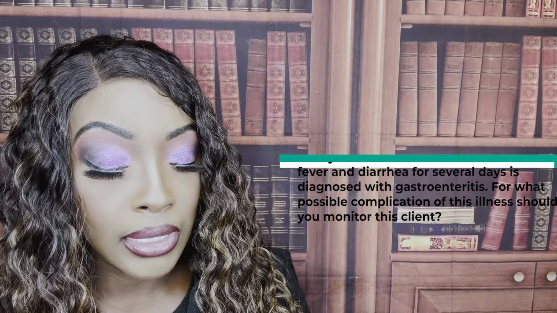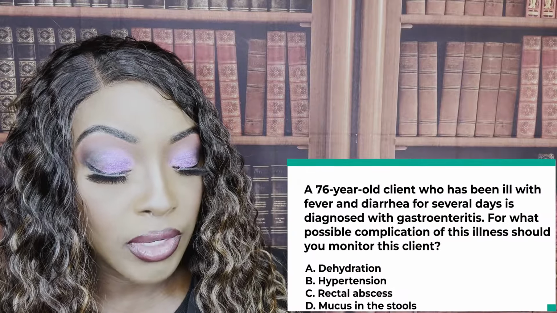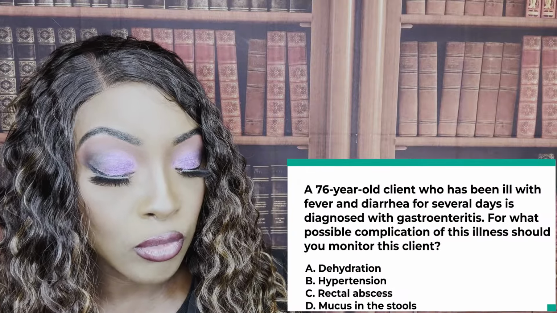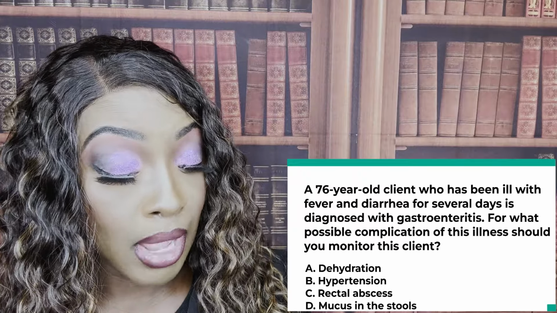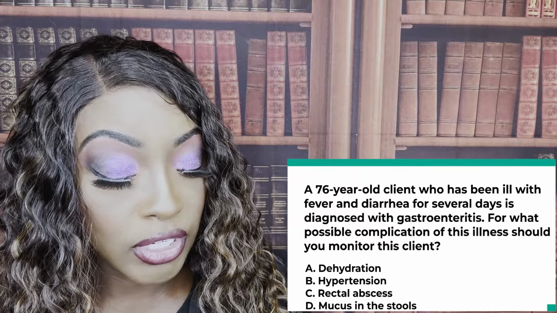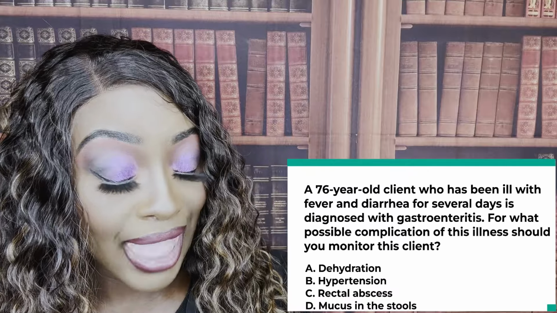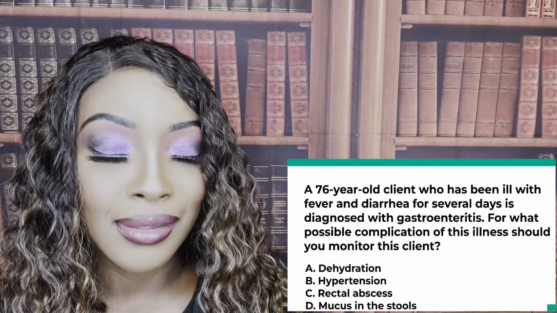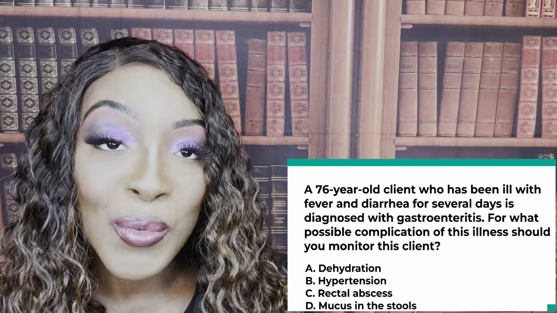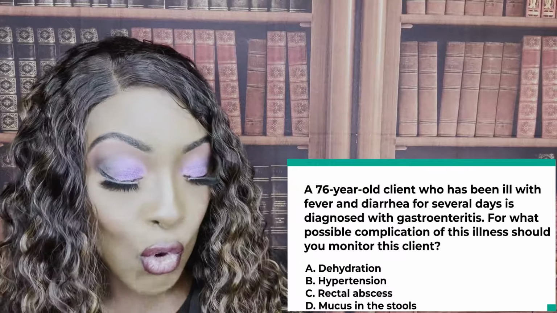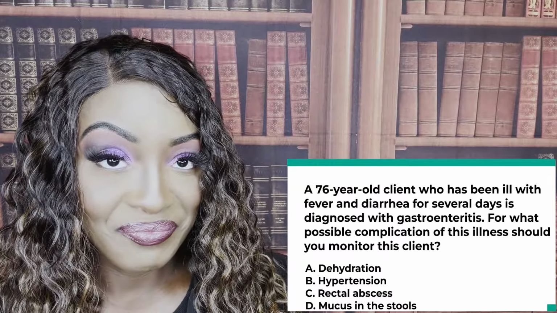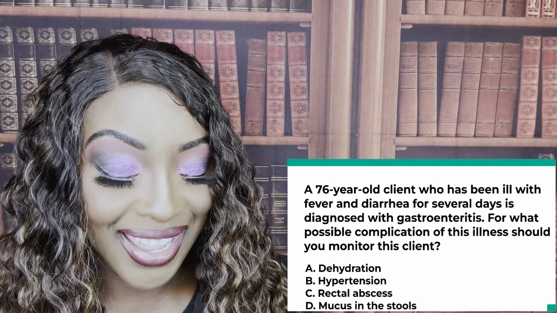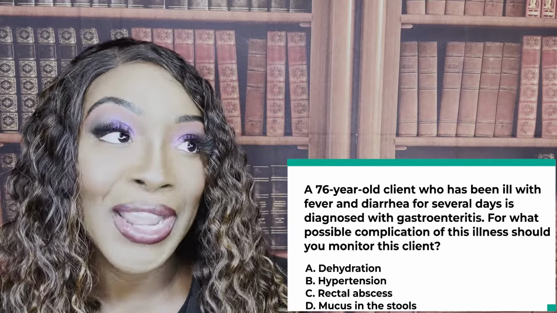A 76-year-old client who's been ill with fever and diarrhea for several days is diagnosed with gastroenteritis. For what possible complication of this illness should you monitor the client? A, dehydration, B, hypertension, C, rectal abscess, or D, mucus in the stool. All right, guys, so the correct answer is A, dehydration.